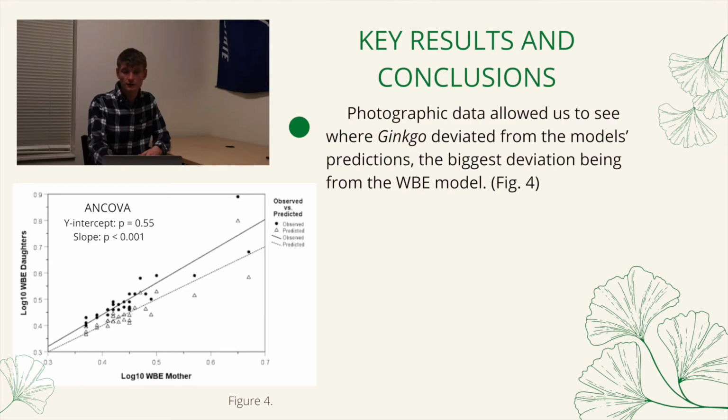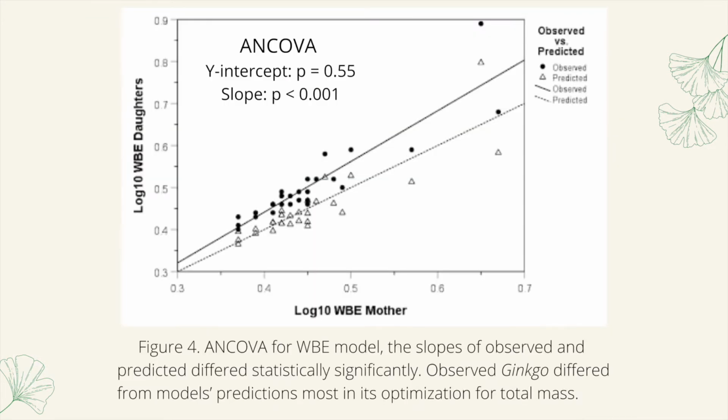Now, what we found was that we could see differences in optimization, which is a really good sign. Our photographic data allowed us to see where Ginkgo deviated from the model's predictions. Specifically, the largest deviation was in the West-Brown-Enquist model. You can see that for the West-Brown-Enquist model, the slopes of the observed and predicted differed significantly. This means that Ginkgo differed from the model's predictions most in terms of optimization for total mass, because the West-Brown-Enquist model is about total mass.